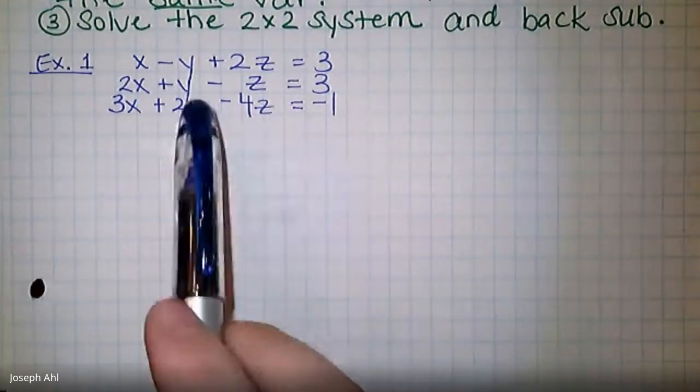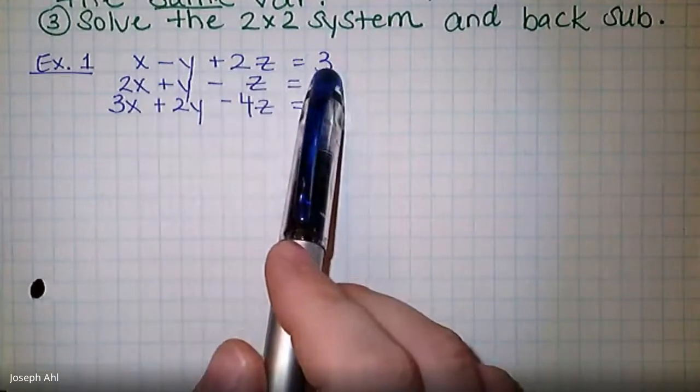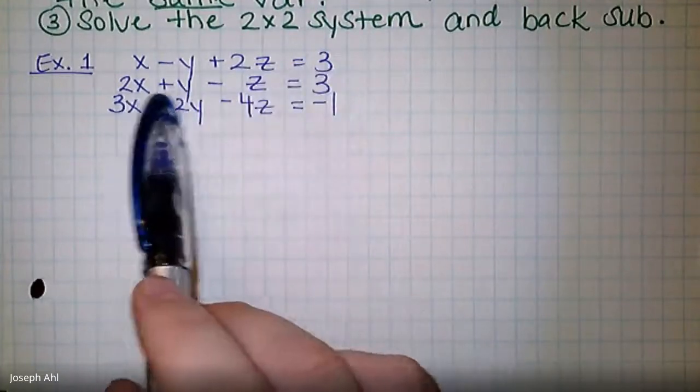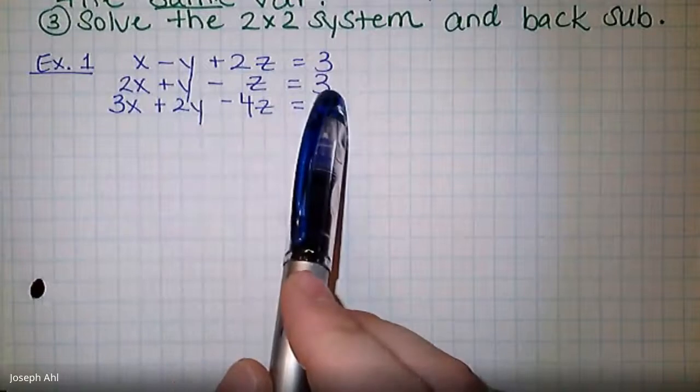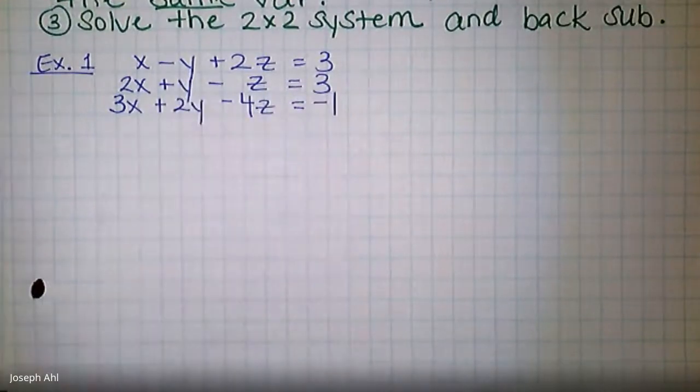But in the first example, we're going to solve x minus y plus 2z equals 3. 2x plus y minus z equals 3. And 3x plus 2y minus 4z is equal to -1.